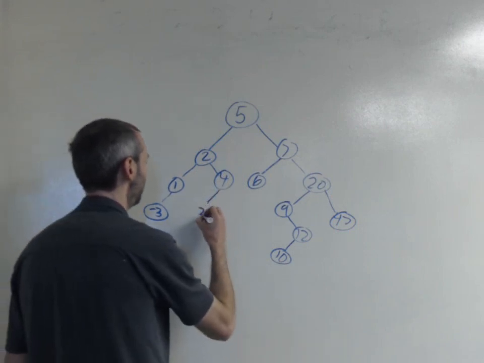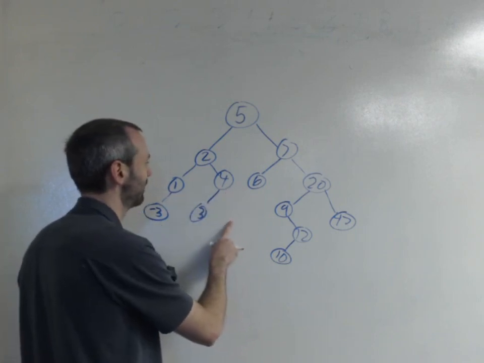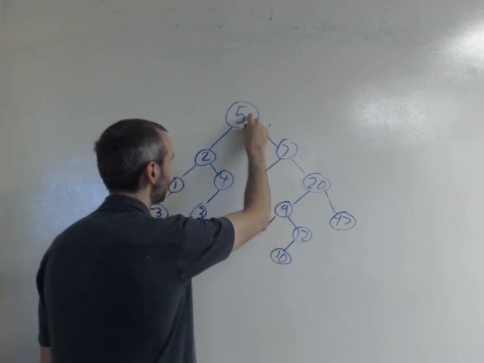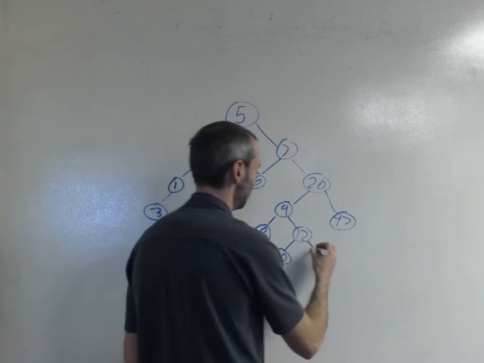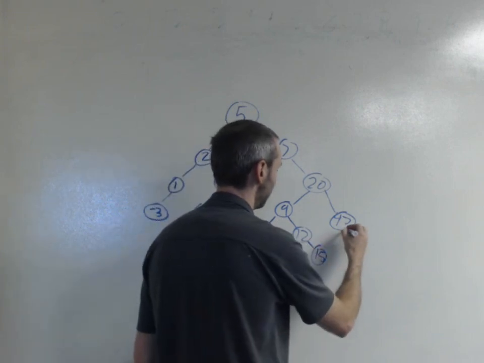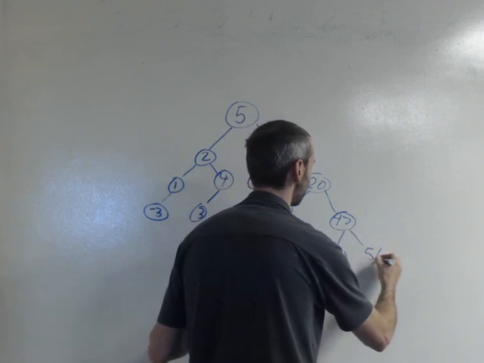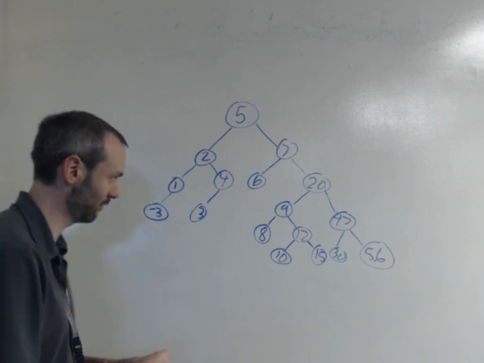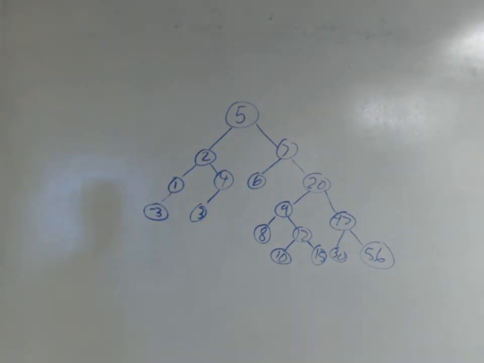Let's see. We'll go with 3, and then well, we can't put anything here. What about 5? Where would 5 go? 5's up here. Just kidding. Put an 8. No, that's okay. Put a 15 right here. We'll put a 30, followed by a 56. Okay. Let's see if I can come up with some good test cases.